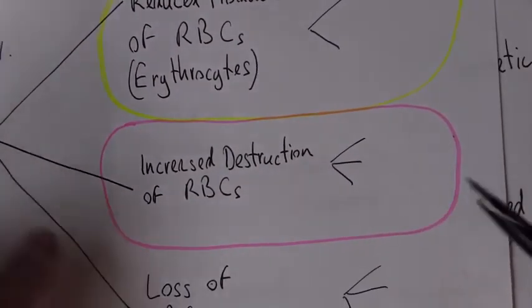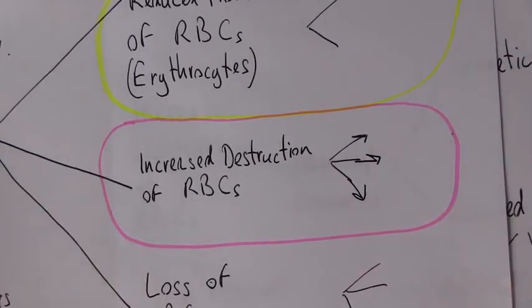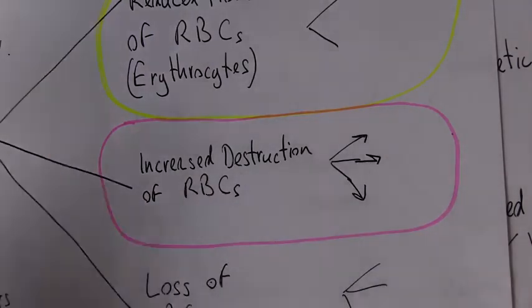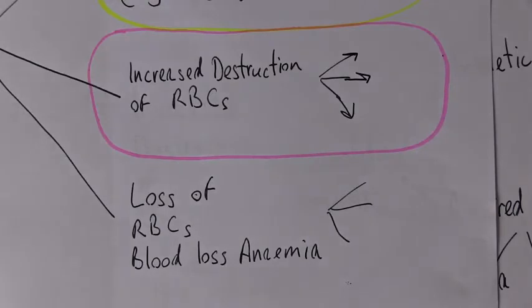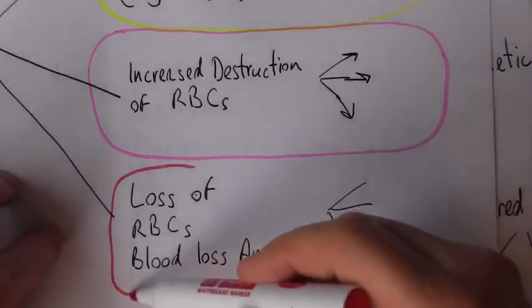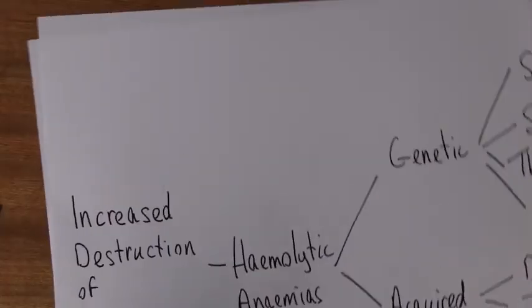So this one is a continuation of this thinking here. And that leads us on to the next one. And we see this is blood loss anemia. So we're now thinking about this category here. Blood loss anemia. Blood loss.